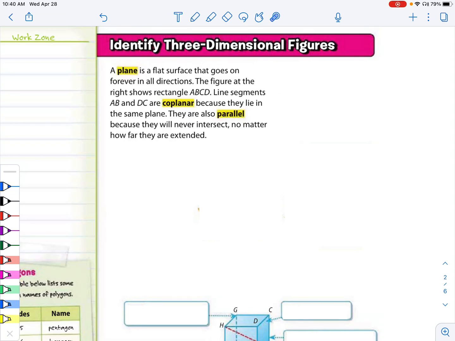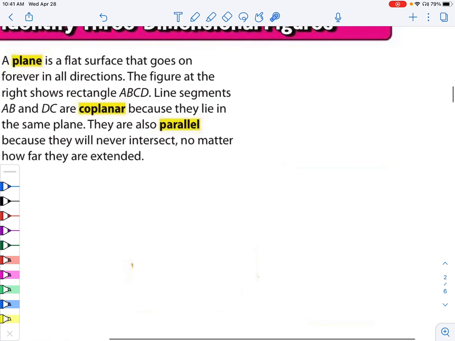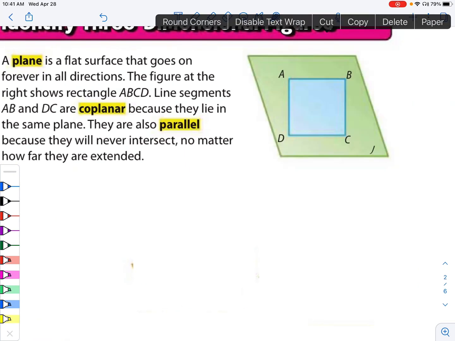So first we look at a plane. A plane is a flat surface that goes on forever in all directions. Think of this as a sheet of paper. If that sheet of paper goes in all directions forever and it does not stop along the borders, then that's an example of a plane.